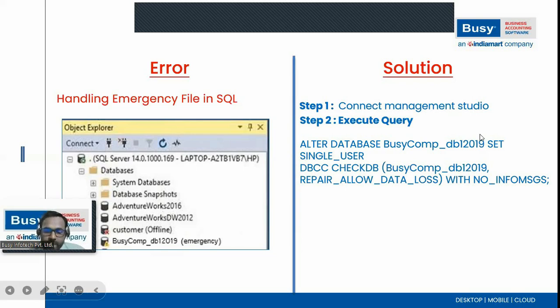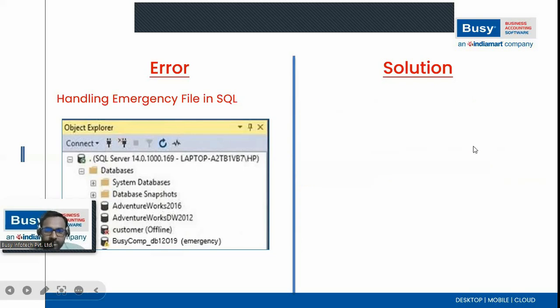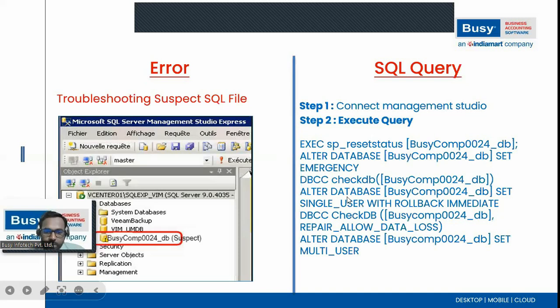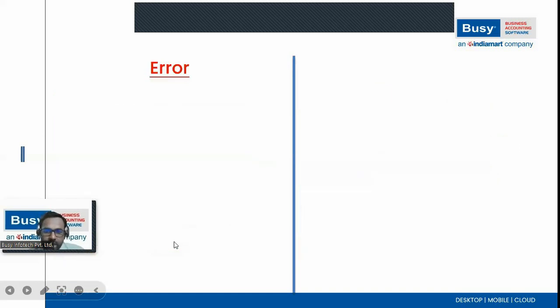Similarly for suspect also, in the suspect query you can see comp0024. That is a DB name. That DB name has to be matched with our suspected database. If it does not match, then the query cannot execute. Those are the emergency cases.